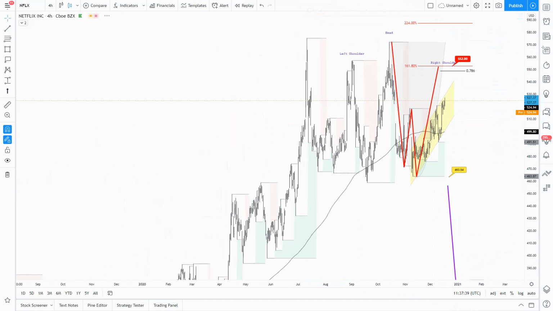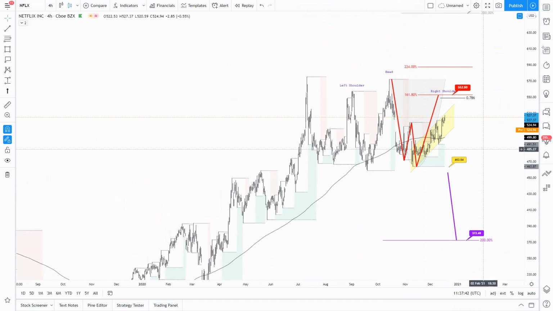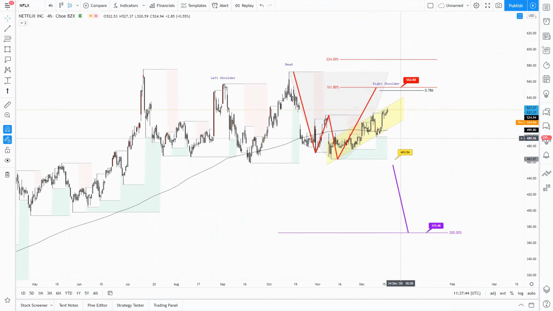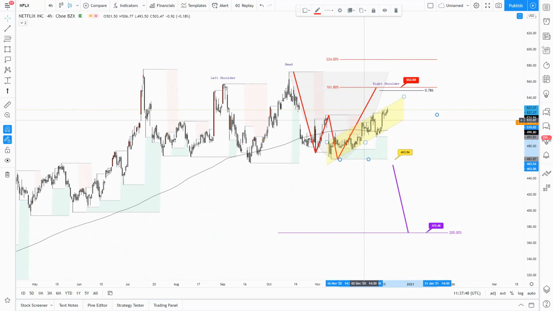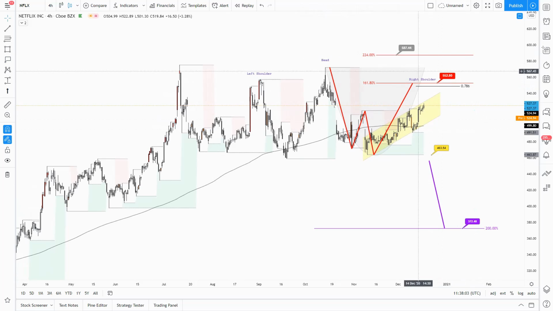Netflix, inside a shining channel, as we can see. It's a lower time frame structure there. We also have the golden Fibonacci extension level at 552, and we have the 224% Fibonacci potential false violation of the previous structure highs at 587. So basically we wait for a reaction at this golden Fibonacci level.